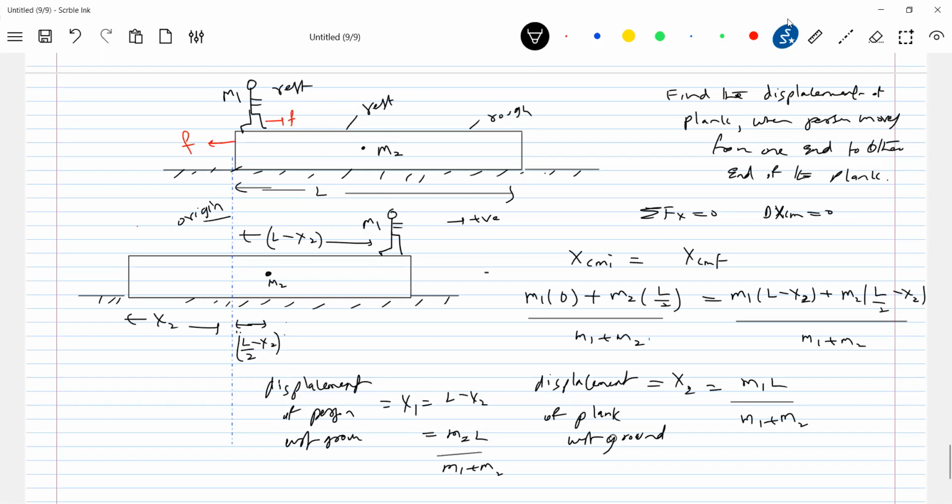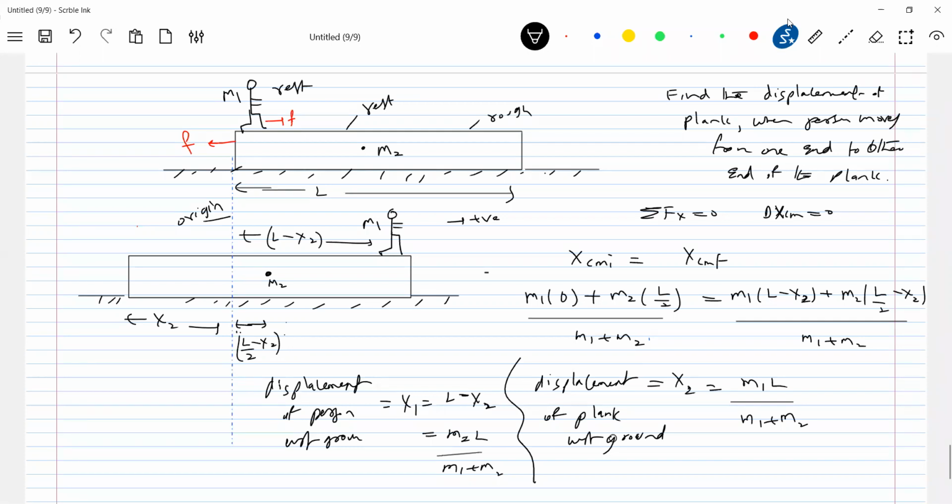If you take the displacement of person positive, displacement of plank should be negative. Already I assume that negative sign. Towards left is what we took it, no? L minus X2 has come. So like this, what happened? We can write expression for, you can find out how much distance the plank has moved here. Now, without center of mass, can we solve this? We'll be in a big trouble, no?